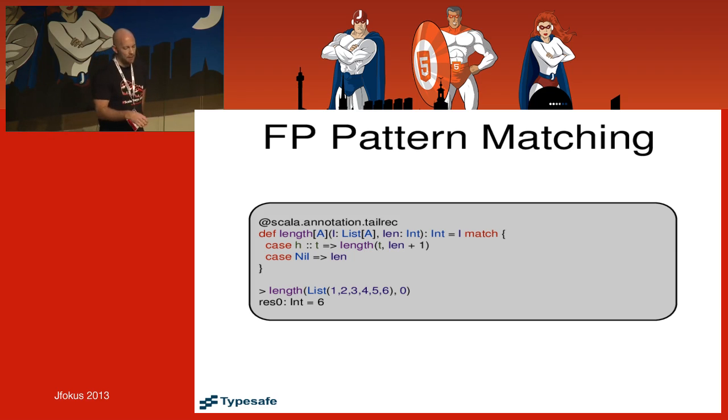Right, so here we just pattern match over a list called L. So you can see L match over there. And then I have two cases. Either I can extract the head and the tail of the list directly, and then call myself once again, but adding 1 to len. Or if I'm at the end of the list, Nil being what I'm looking at, then I'll just return len. So here's how to call it. We call it with a list of 1, 2, 3, 4, 5, 6, and then we provide the default value 0, and it returns 6. So that's how to use pattern matching in a functional manner.